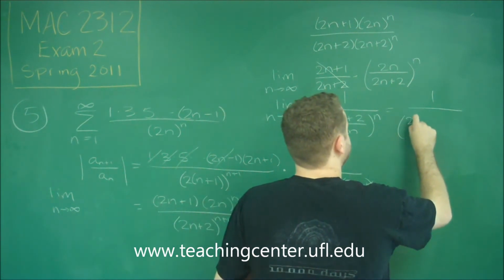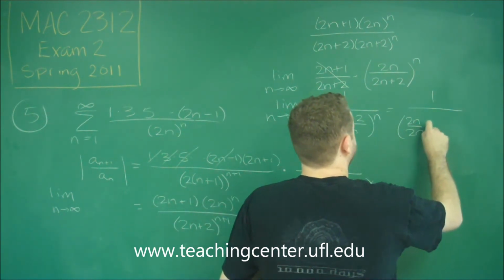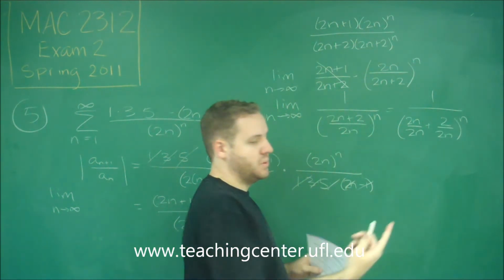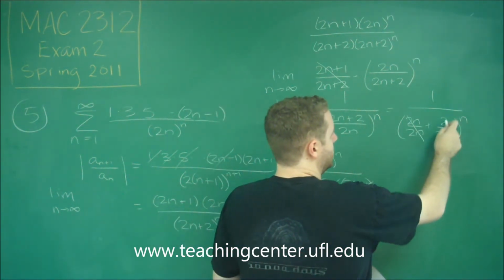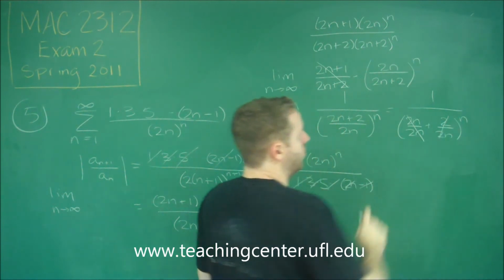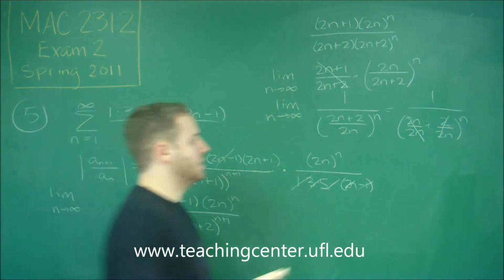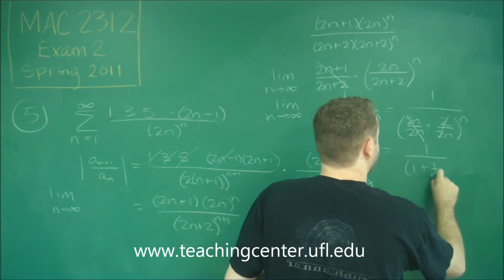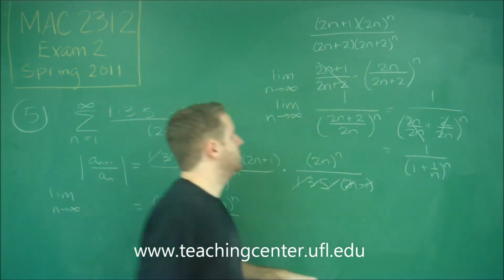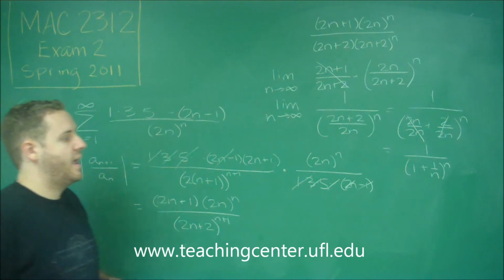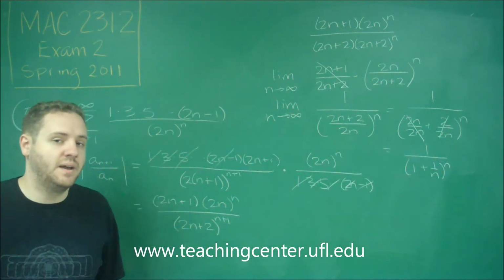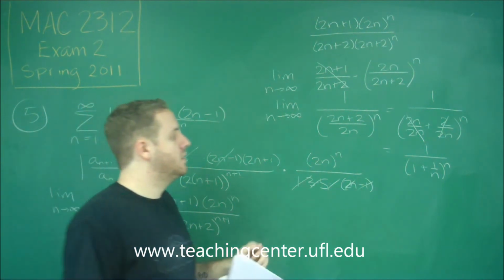This is (2n over 2n plus 2 over 2n) to the n. 2n over 2n is 1. 2 over 2n is 1 over n. That n stays there. So we have a much more simplified form. And (1 plus 1 over n) to the n, as n goes to infinity, is the definition of the number e.